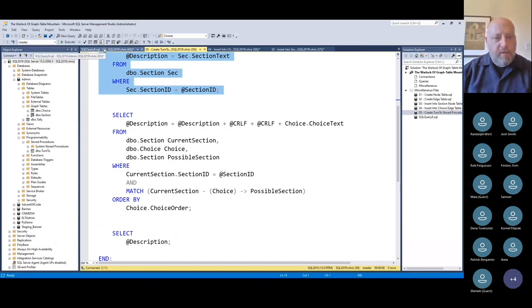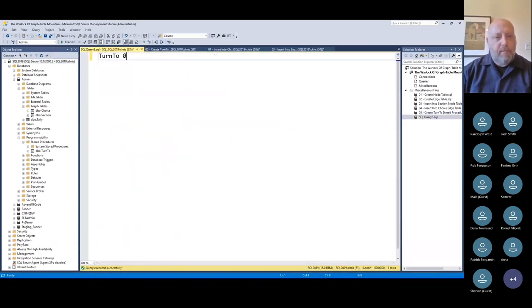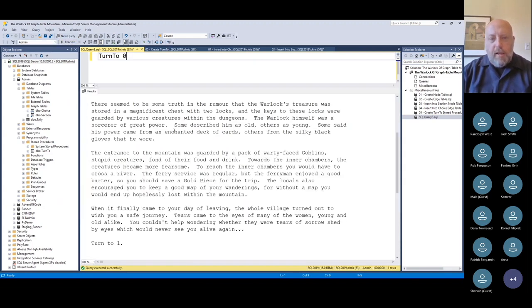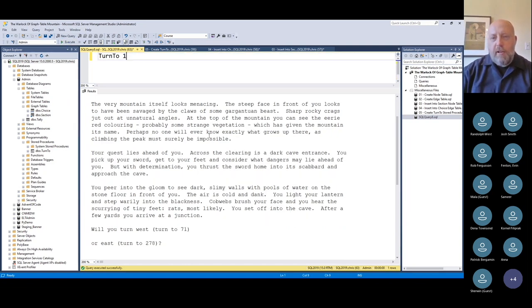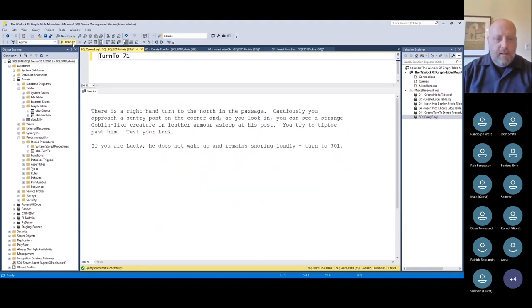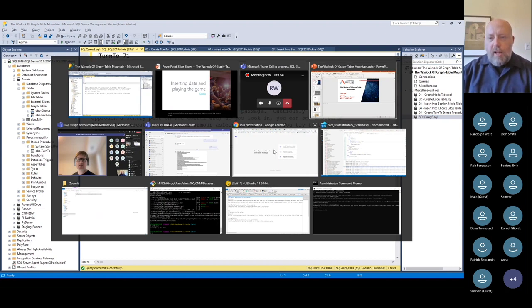And then if we go to start playing, we'll turn to the prologue. And we'll run through the prologue. Okay, I won't read the whole thing. It tells us to turn to one. And here's where we start. We enter the dungeon. Will we go west or east? So let's go west. And so on and so forth. So we can actually, within just a couple of minutes, play this very simple game that we've set up.